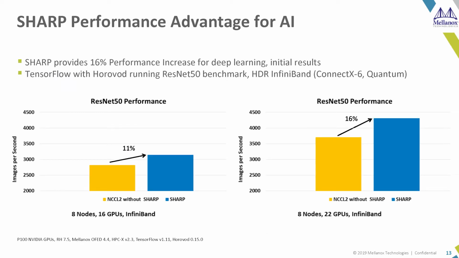In terms of how this plays out in AI, there's performance data here for the ResNet 50 training run. On 8 nodes, 16 GPUs, if SHARP is used, there's an 11% improvement in overall training time, and on 8 nodes, it goes up to 16%. So there's quite a bit of collaboration that has been done recently to continue to improve the performance.